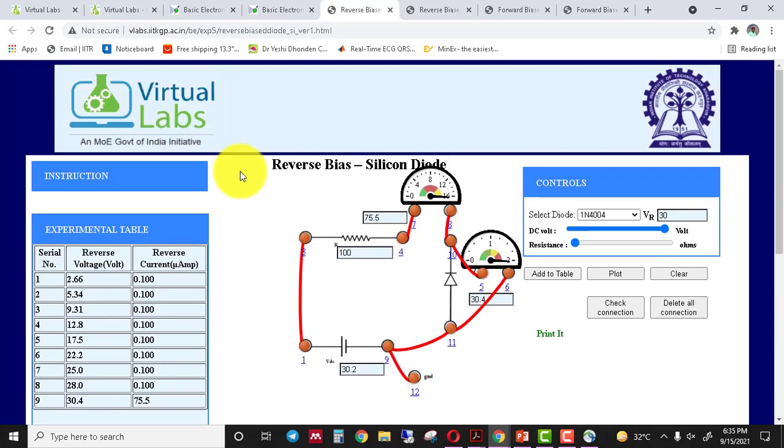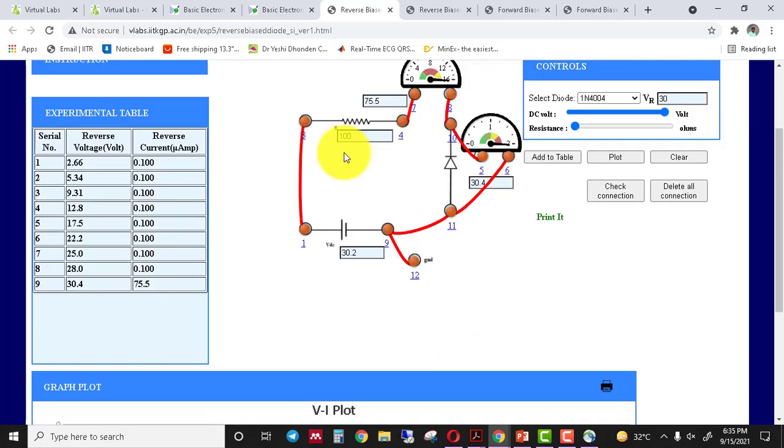Okay, so in this case I chose the silicon diode. Okay, so you will follow the same procedure for the germanium diode. Okay, and for the characteristic of the germanium diode, you will check what is the difference between the silicon diode and the germanium diode. So this is enough for today.